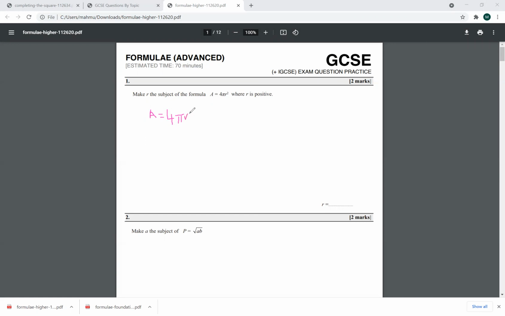So the first thing I need to show to the examiner is how I get rid of the square root, the square root here. There's a square there, so get rid of the square root sign. So what I would have done is, if you square root one side, you have to square root both sides, right? So I would have shown them, I square root this, and I also square root this, right? So now my new formula is square root of A equals 4 pi r.